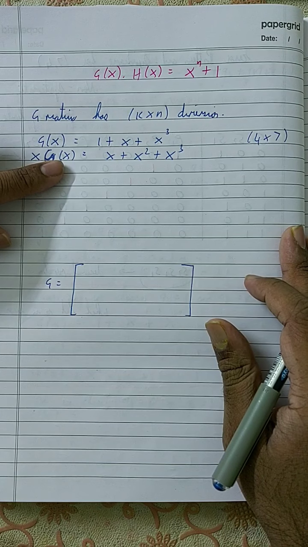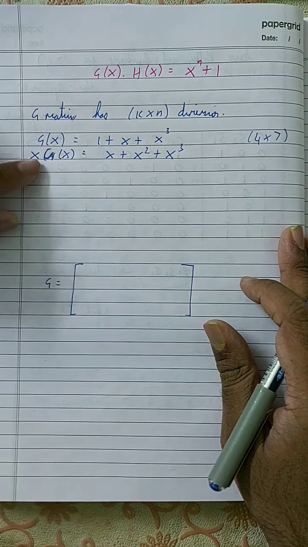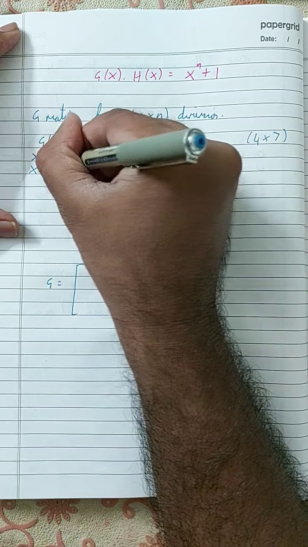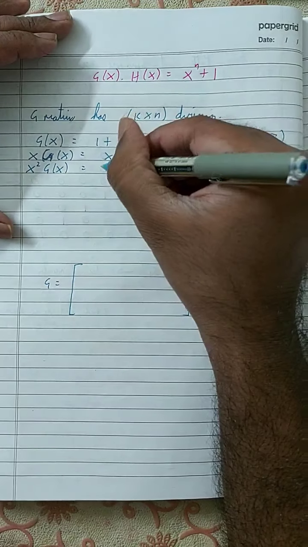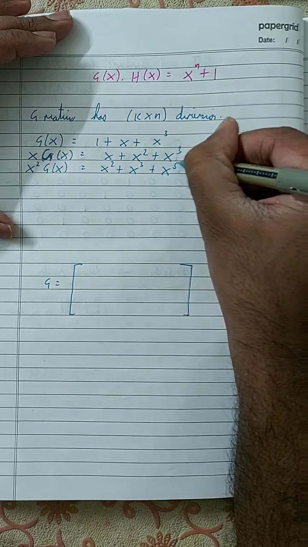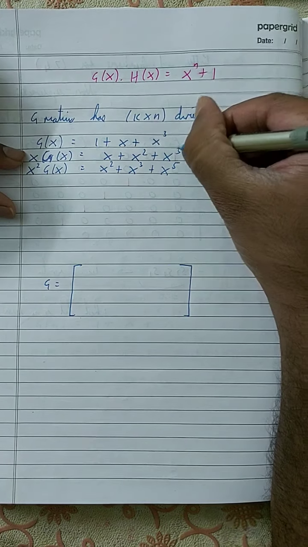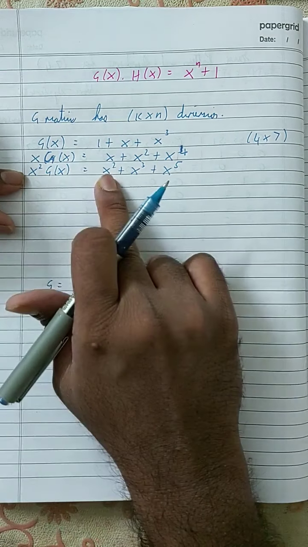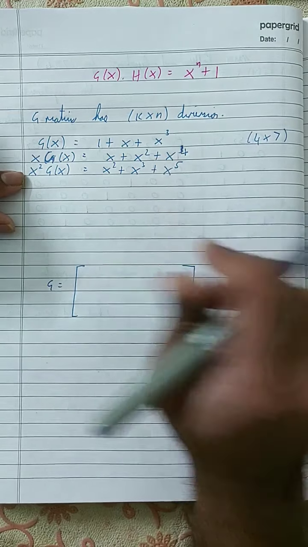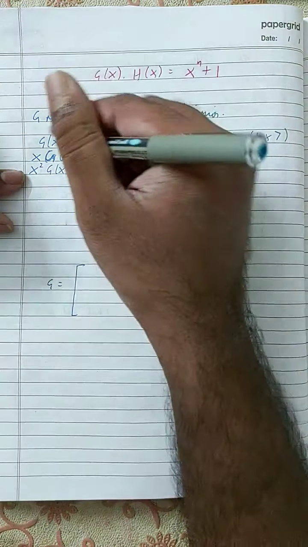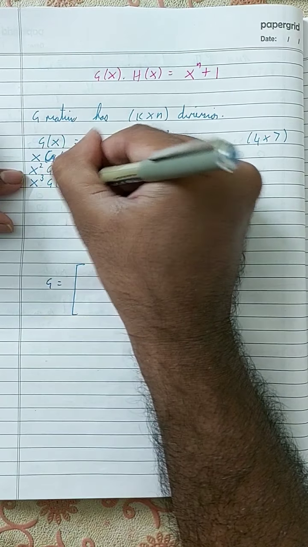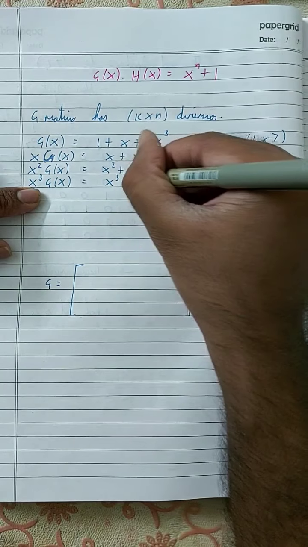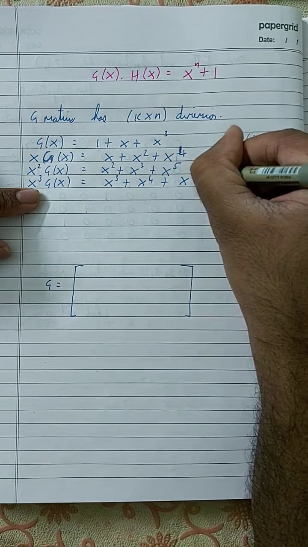Then I cycle it. I shifted it 1 time. Now I shift it again, so it becomes x square into g of x. Oh, this is x raised to 4, I made a mistake. X into g of x is x plus x square plus x raised to 4. Likewise, x square g of x is x square plus x cube plus x raised to 5. Shifting again, it becomes x cube g of x, multiplying g of x with x cube. So I will get x cube plus x raised to 4 plus x raised to 6.